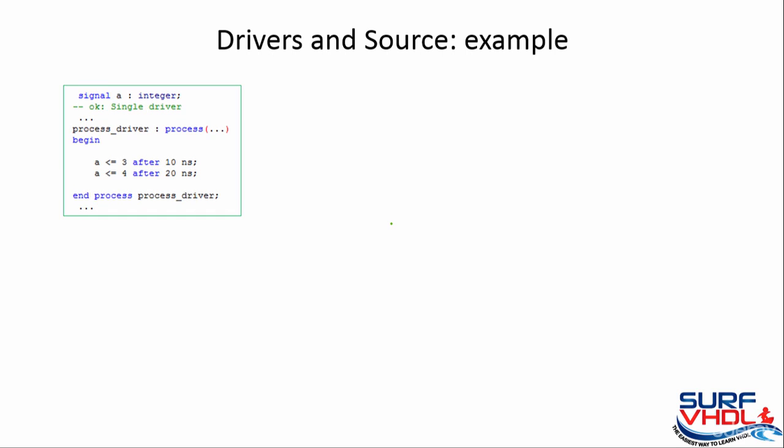When we introduced the process statement, in the example, we talked about driving the output port of an entity. In the driver definition, we state that a process is a driver for the signal. In this case, the process is a driver for a signal A, and the process statement is OK, because we have a single process driver and two signal assignments in this process.